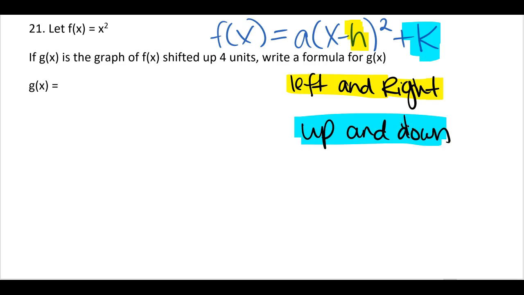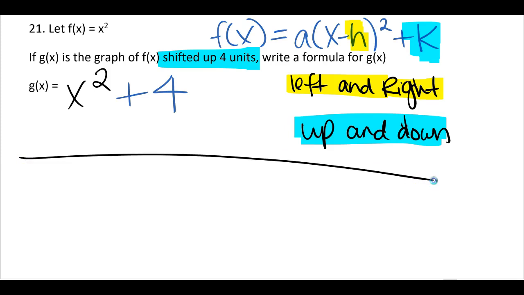Okay? So if we start off with f of x equals x squared, and if we are shifting up 4 units, that means that's going to be our k. So in this case, we don't need to include a different h value. We don't need to change the a value, which is how you stretch or shrink your graph. All we need to do is say g of x equals x squared plus 4.